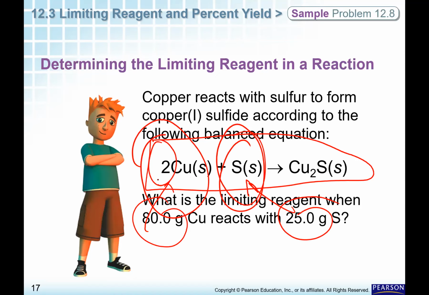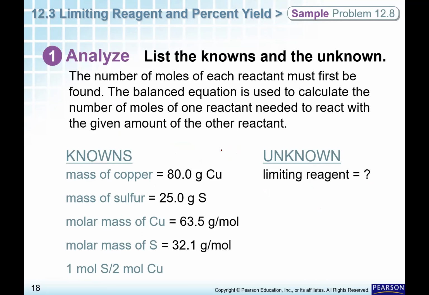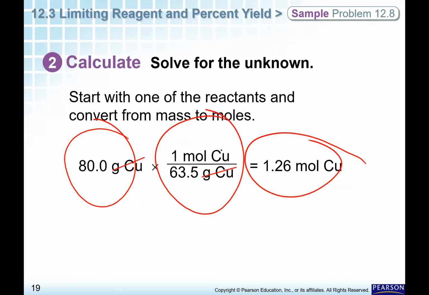Because 2 moles of copper needs 1 mole of sulfur. The reaction is not 1 to 1. If they reacted 1 to 1, then what you said would be fine. Yes, this is 1.26 and that is 0.779, then of course the sulfur will be consumed first. But that's not the case. So what I need to do is to use the mole ratio from the equation to decide.